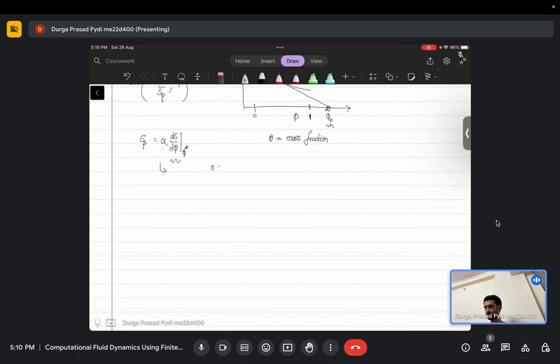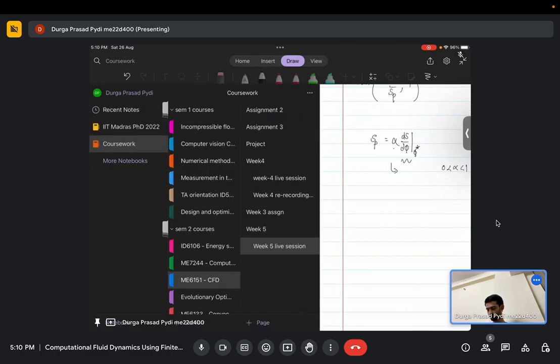Usually this alpha should be taken to be less than 1, because the slower you go, the more chances that you will reach your convergence solution. If you take much larger steps, you might eventually get diverged. There are some other conditions.